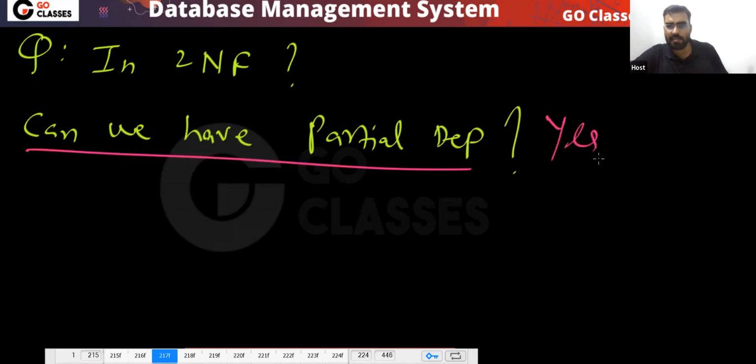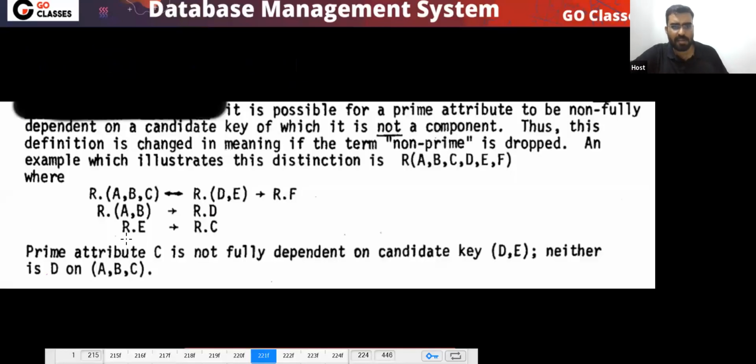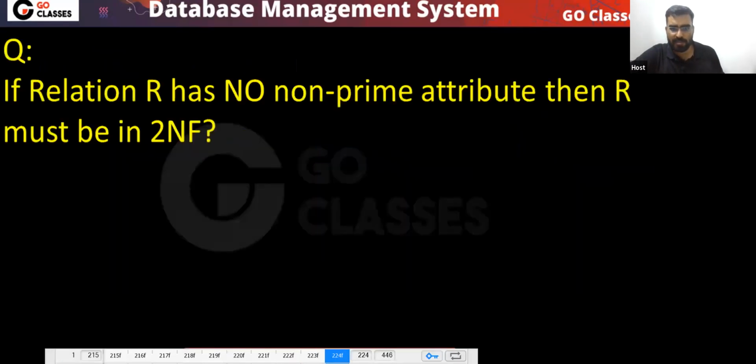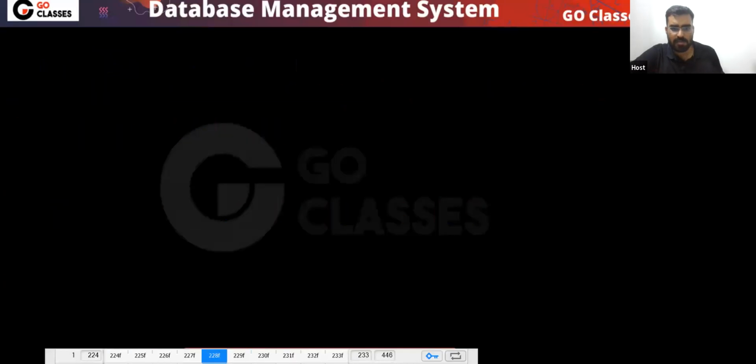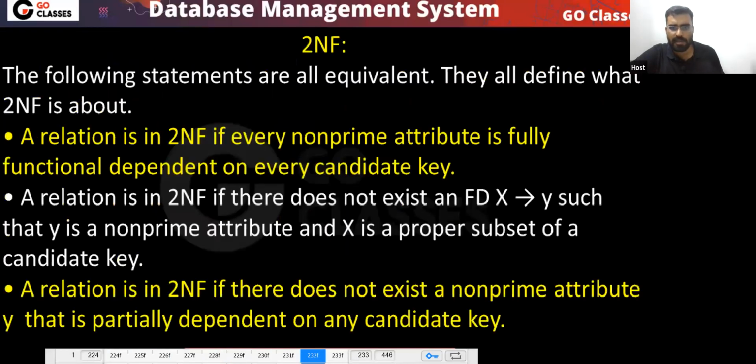And the answer is yes. We can have this type of partial dependency where you are determining a prime attribute. For example, consider this example. This is given in the original paper of Codd. It is already given that 2NF can have this type of partial dependency. So what I'm saying, actually, somewhere I have it.